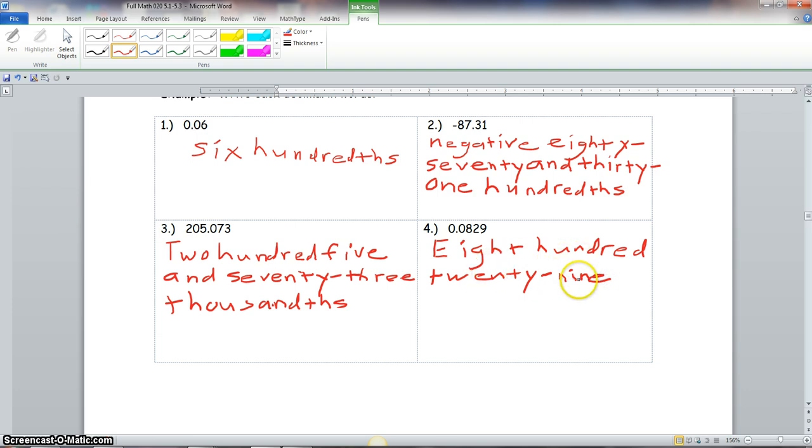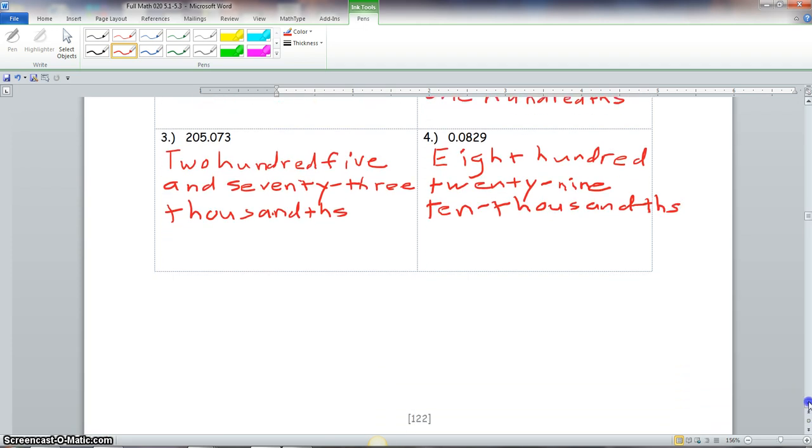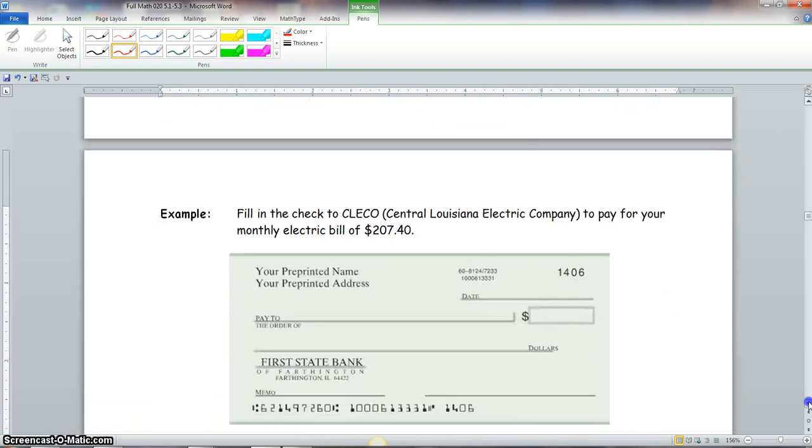Now we have 829. Now we look at the place value. We had tenths, hundredths, thousandths, ten-thousandths. So we'll put 10 thousandths. Now remember, you must have that THS at the end to indicate it's behind the decimal. Now we scroll down here.